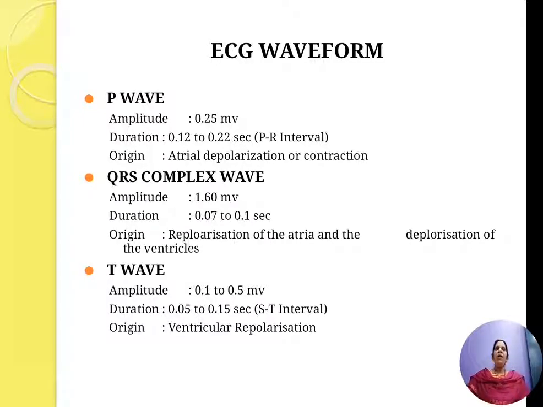And then the third part of the waveform is your T wave, where ventricular repolarization takes place. That is, the ventricles get relaxed. The myocardium is in the relaxation state. Its amplitude is 0.1 to 0.5 millivolts and its duration is 0.05 to 0.15 seconds. This interval is called the ST interval. This is your T wave.